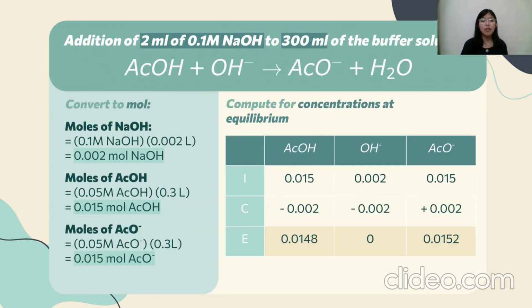For the second question, when 2 mL of 0.1 M sodium hydroxide is added to 300 mL of the buffer, we can write the following equation wherein acetic acid reacts with the hydroxide ion to form acetate in a 1:1:1 mole ratio. So the first step is to convert the concentration into moles, which we accomplish by multiplying concentration by the corresponding volume, yielding the value shown on the slide. After that, we compute the moles of each component after the buffer fully reacts with sodium hydroxide. Since acetic acid and sodium hydroxide are used up in the reaction, we subtract 0.002 mol. And since acetate is produced in the reaction, we add 0.002 mol to its initial value. So the final amount of moles for each component is shown on the slide.